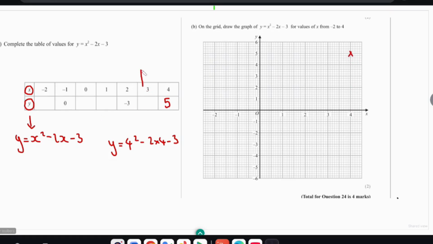3. So we've got 3 squared minus 2 times 3 minus 3. 0. And x is 3, y is 0. 2 minus 3. Plot straight on the graph. 1. So 1 squared minus 2 times 1 minus 3. Negative 4. 0.